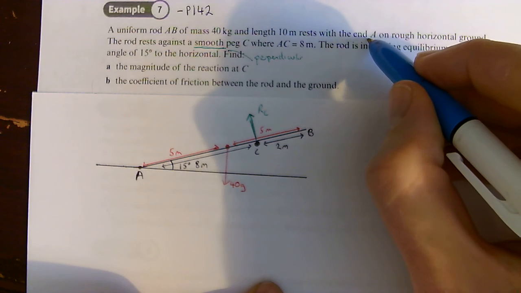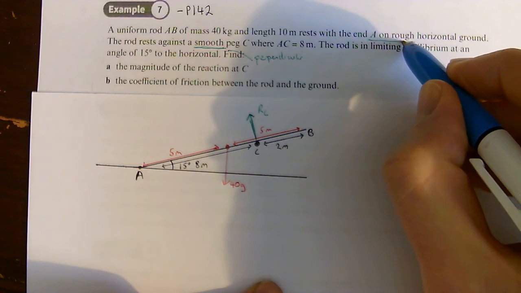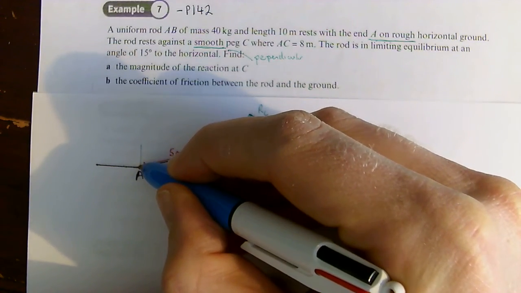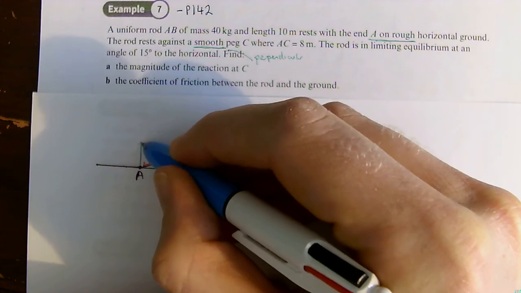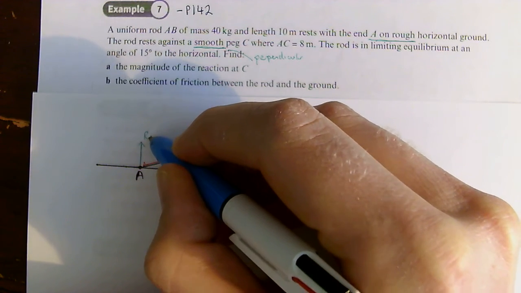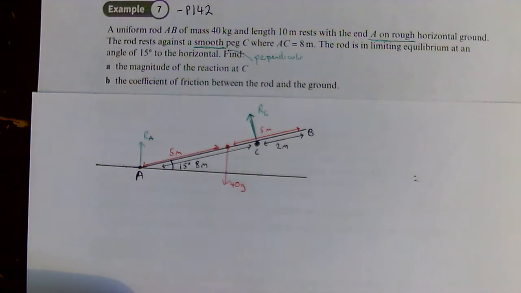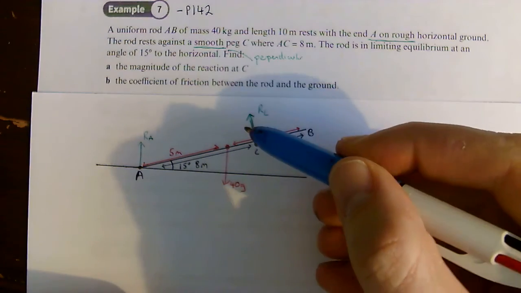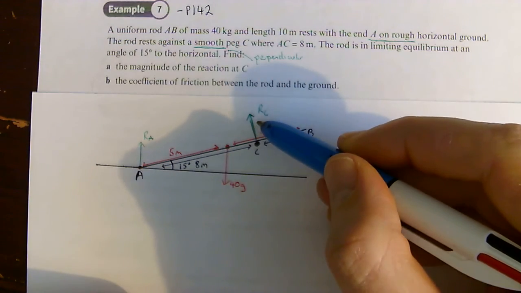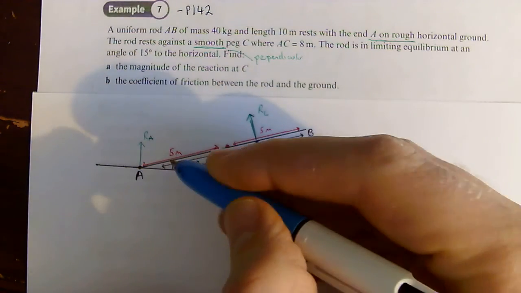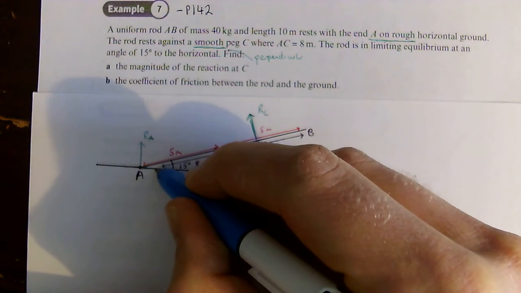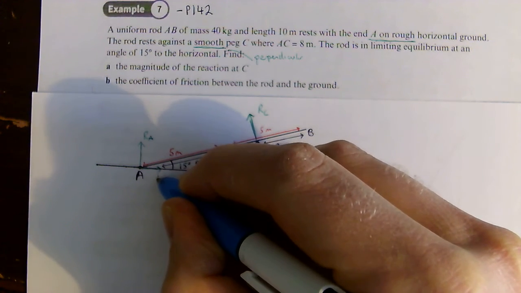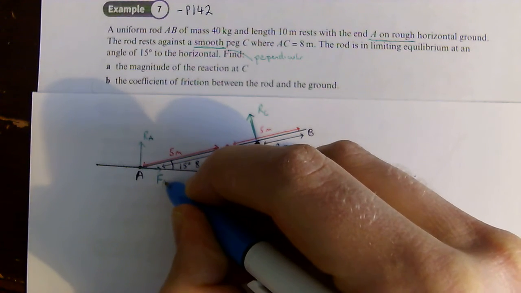End A is on rough horizontal ground. So if it's rough horizontal ground, not only do we have the perpendicular reaction force, which we're going to call RA, we're also going to have some friction force. If I look at the horizontal component of the force, RC pushes it towards the left, so I know that the friction force must go towards the right. I'm going to do it in green. It's my friction at A.